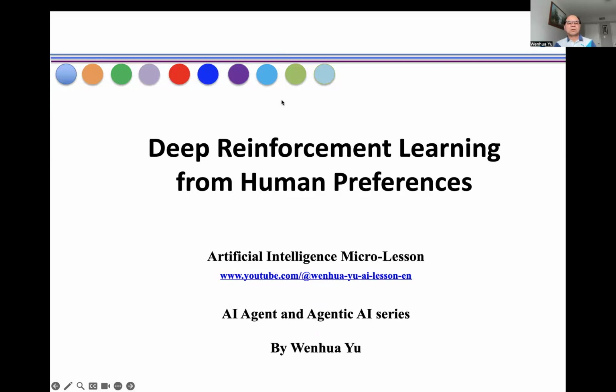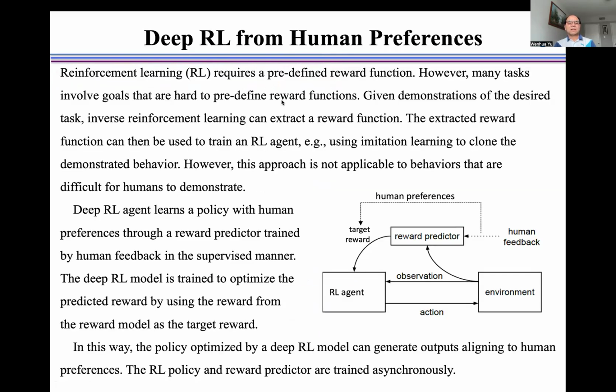In this video, I introduce deep reinforcement learning from human preferences. Reinforcement learning requires a predefined reward function. However, many tasks involve goals that are hard to predefine reward functions.